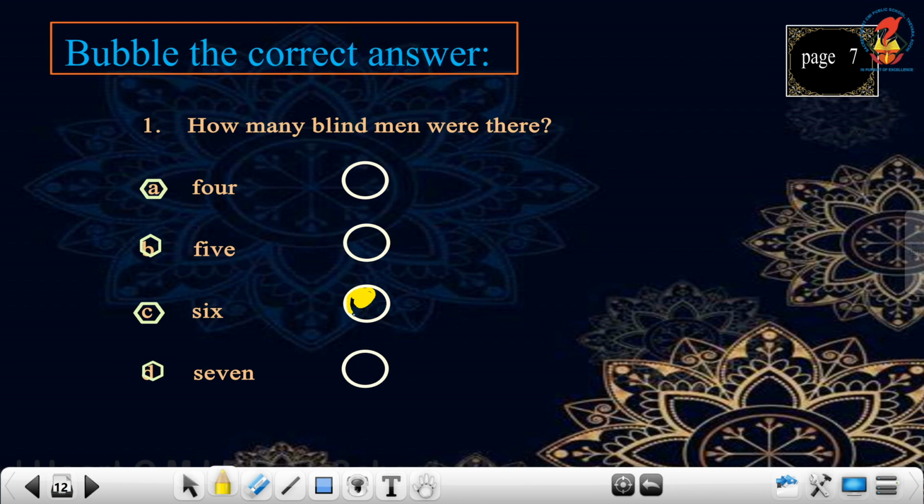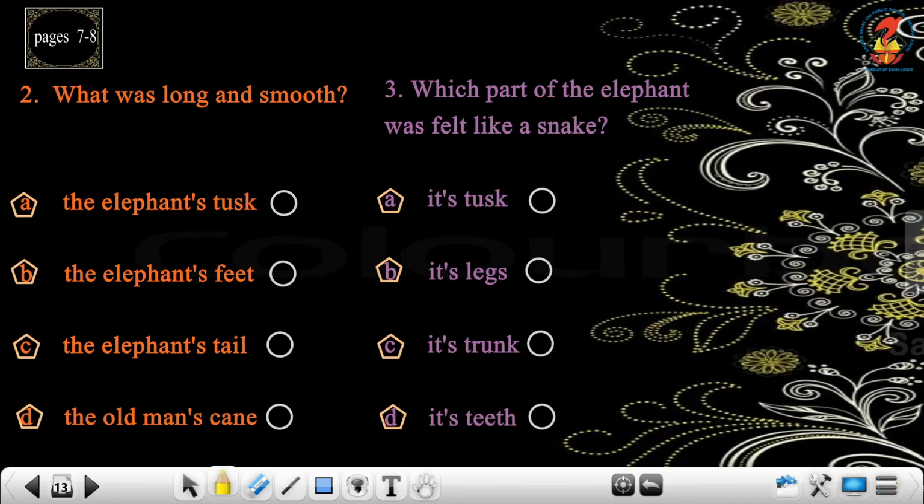Take your pencils and bubble the circle 6. So we have to bubble completely. So which is said to be the answer? Option C, 6. How many blind men were there? There were 6 blind men.